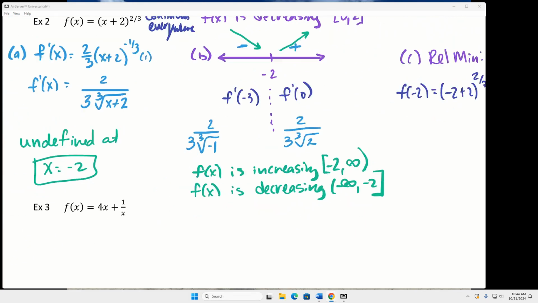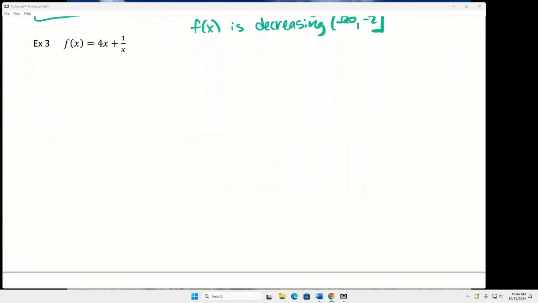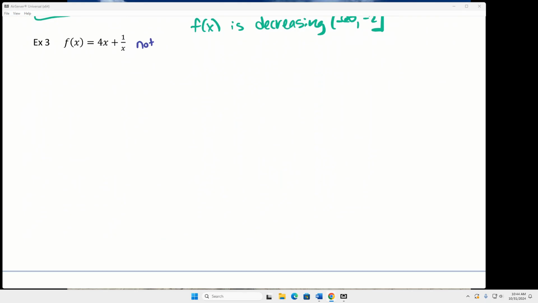Okay, we're good. Is this function continuous everywhere? No. Where is this function undefined? 0. All right, that's going to come into play whenever we're doing our number line. So part A, we are going to find this derivative. To find the derivative, I am going to rewrite it as x to the -1.